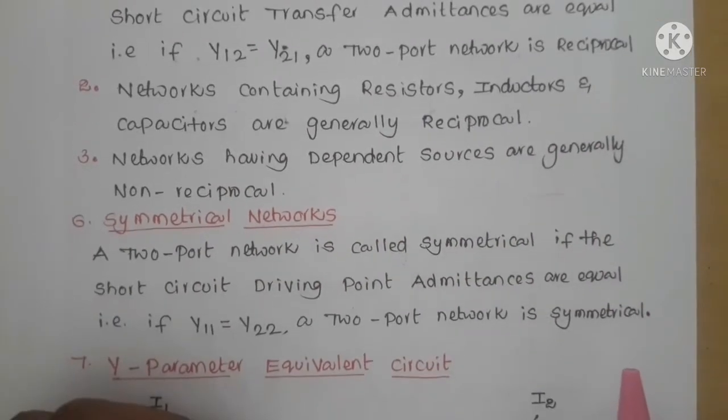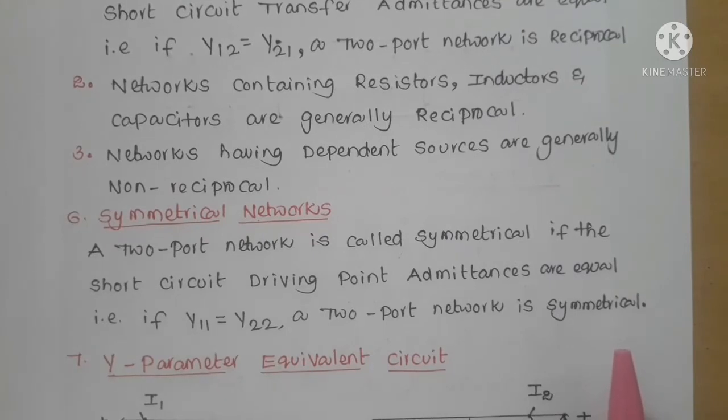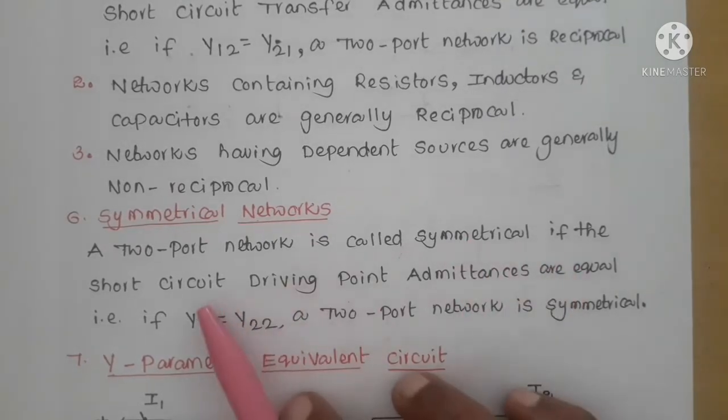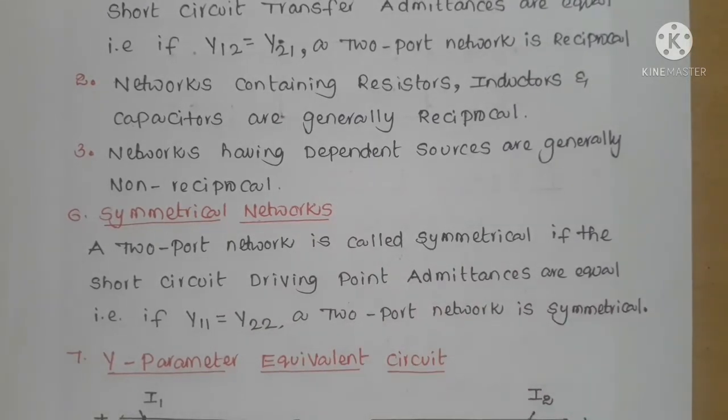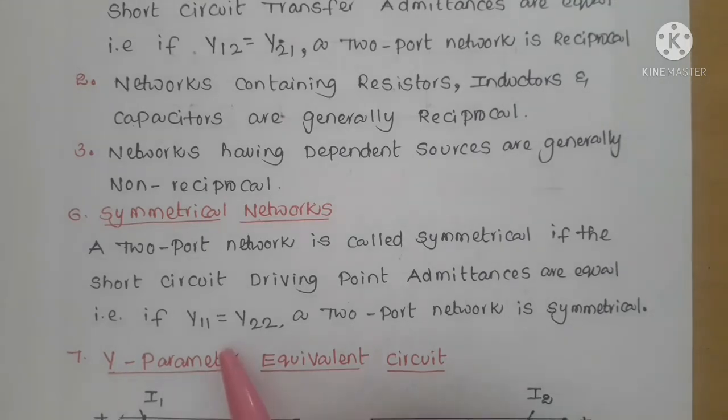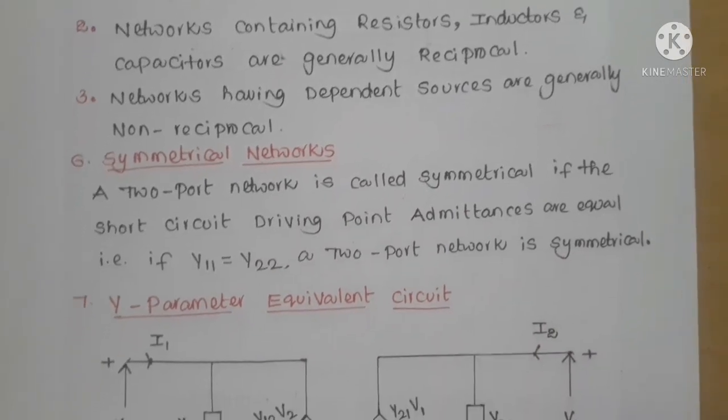Similarly symmetrical networks. A two-port network is called symmetrical if the short circuit driving point admittances are equal. That is, if Y11 equal to Y22, a two-port network is symmetrical. So based on the Y parameters, if Y11 equal to Y22, the given two-port network is symmetrical.